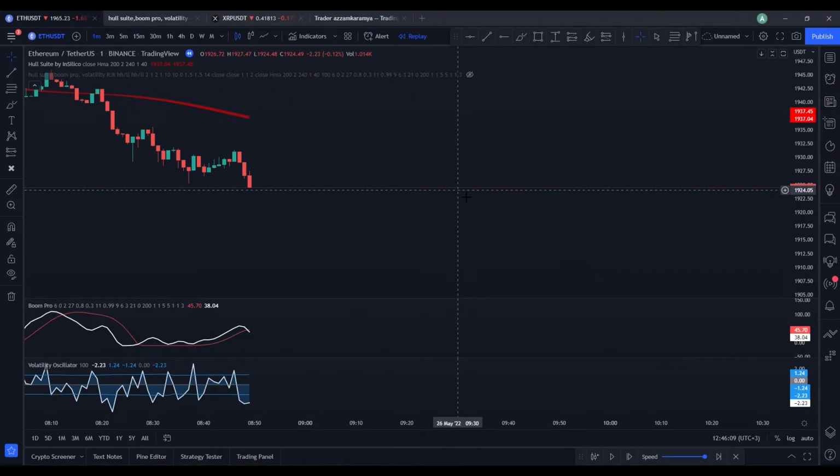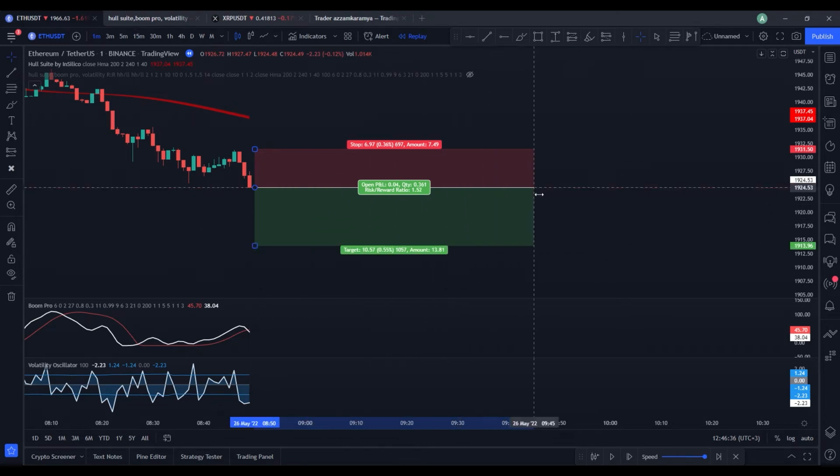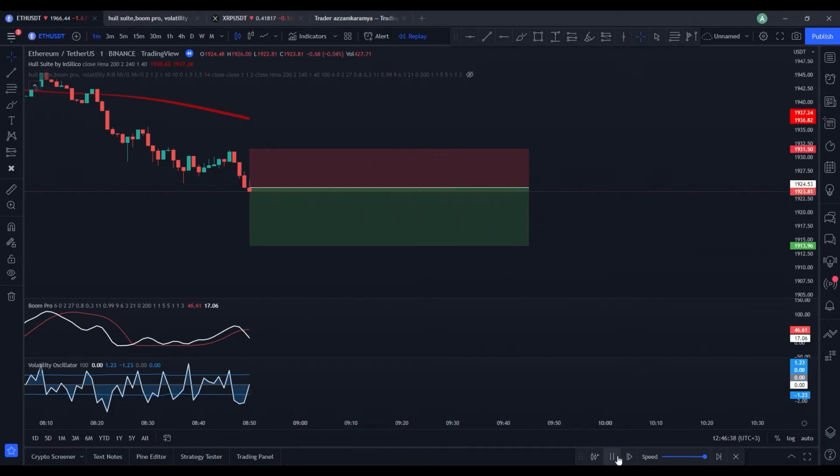For a short signal to be valid, the price must be below the red Hull Suite line, and the white line must cross under the red line, and the volatility line is below the lower band. We can go ahead and take a short position. Our stop loss must be above the recent higher high, and the risk to reward ratio will be 1.5.